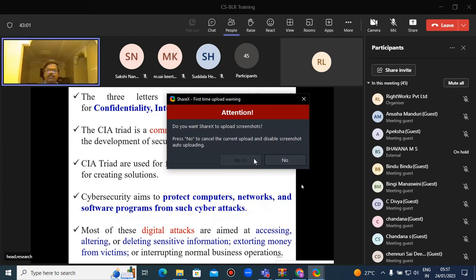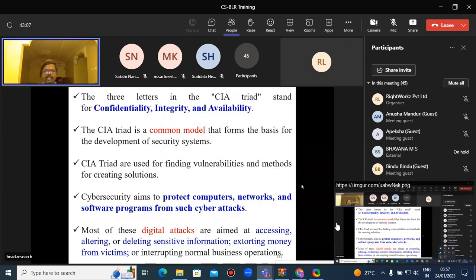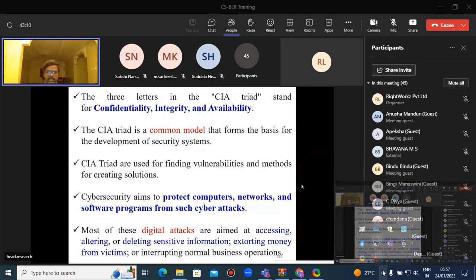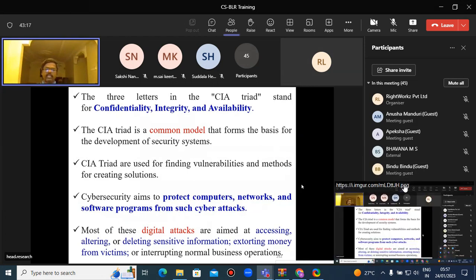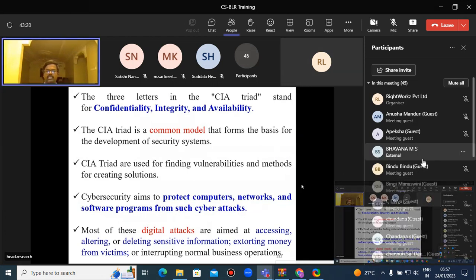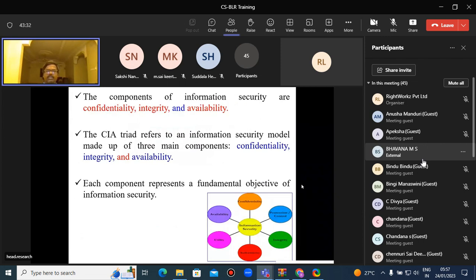Cyber security aims to protect computers, networks and software programs from cyber attacks. Most of these digital attacks are aimed at accessing data, altering data, deleting sensitive information, extracting money from victims, or interrupting normal business operations, etc. The components of information security are confidentiality, integrity, and availability. Each component represents a fundamental objective of information security.